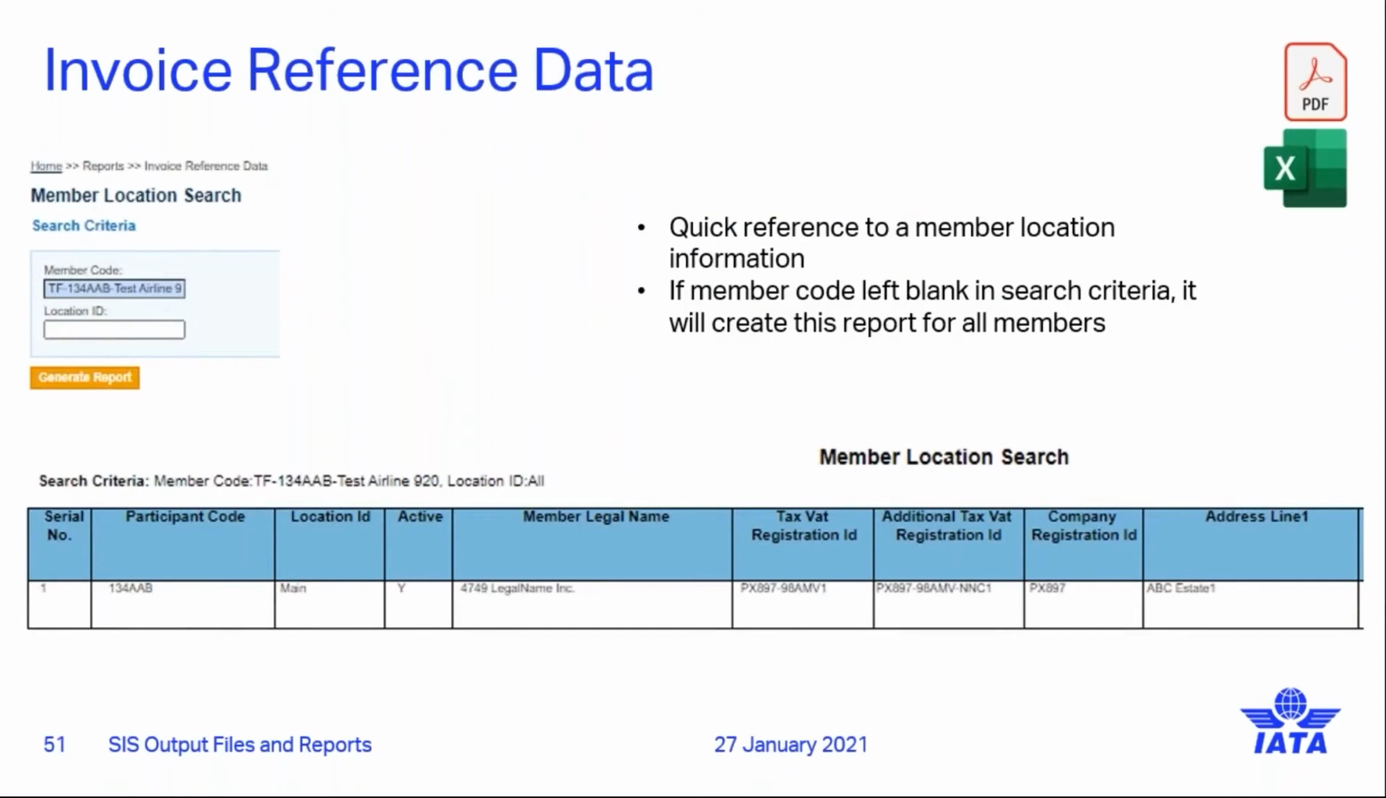This is a quick reference to a member's location. Key points in this report are location ID, if it's active or not, the tax and VAT number, the address, etc. An example of when to use this report is, let's say you are constructing an invoice that must go to a particular location for a member you are unfamiliar with. Running this report can ensure you bill the correct location ID, and it's fairly fast to run.